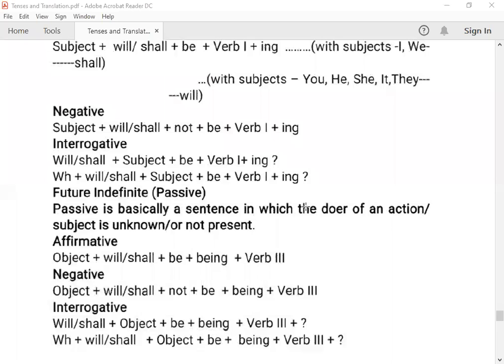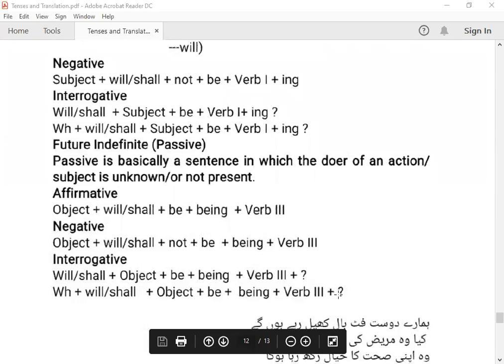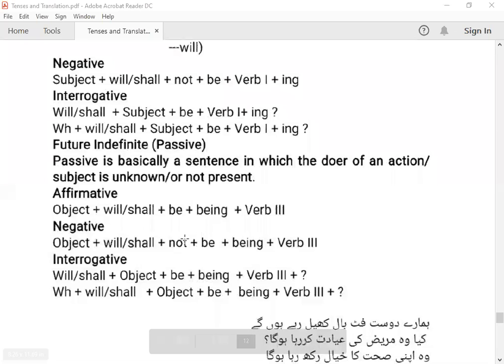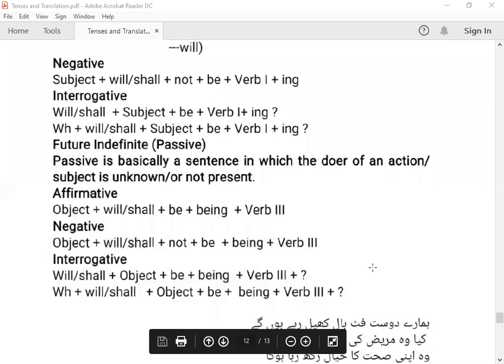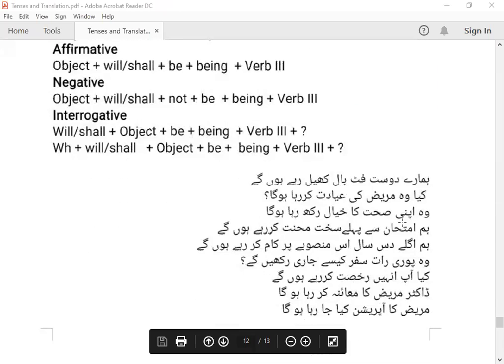So we will put being and the third form of the verb, that is, object plus will, shall plus be plus being plus third form of the verb. Once again, if we are to make negative, we have to put not in the middle of will, shall and be. And then once again interrogative, will and shall will come in the beginning, and then object plus be plus being plus third form of the verb. Once again WH plus will, shall plus object plus be plus being plus third form of the verb. Now there are some sentences that we are to form.